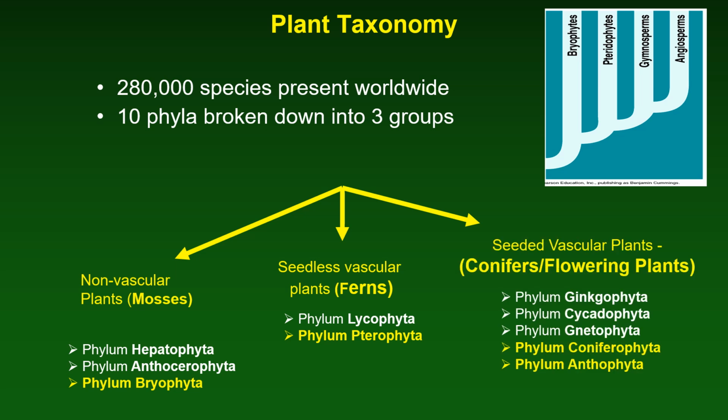And then finally, we have this big group, the largest group, that contains seeded vascular plants. They have specialized tissues that conduct water, specialized tissues that conduct sugar, and they also produce seeds. Some of them produce naked seeds. These are known as the gymnosperms, and within that group we have the Coniferophyta, the conifers. And then we also have what's called the Anthophyta. Antho means flower, and these are the flowering plants. Flowering plants are by far the biggest group of plants. They make up about 90% of all plant species.